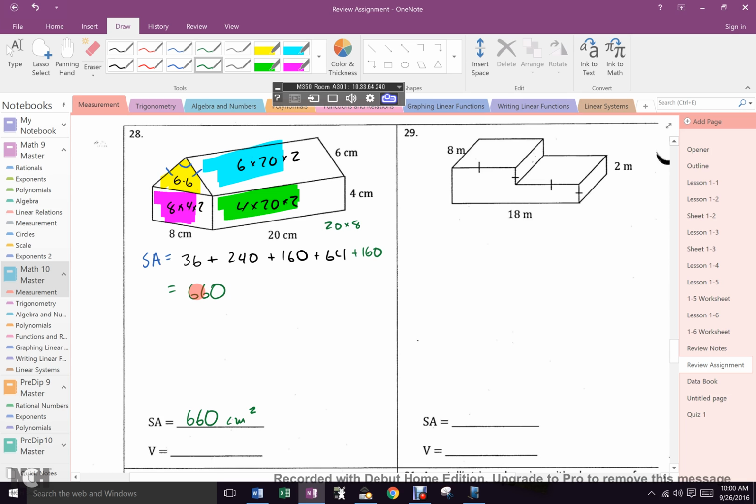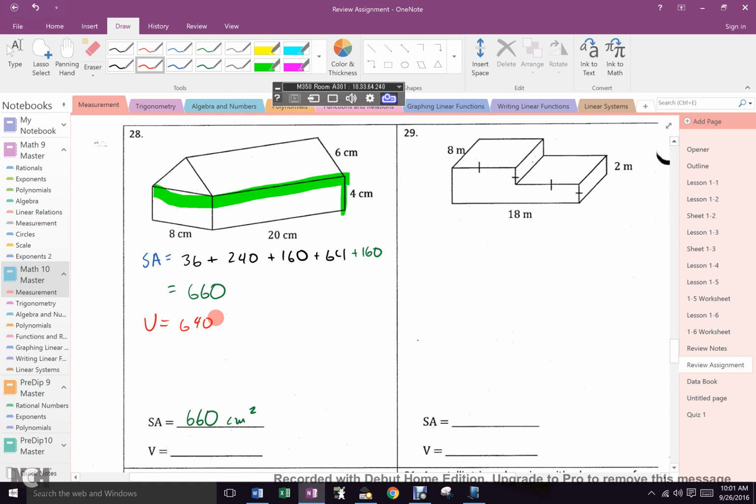Okay. Now, volume, you had a couple of options. I'm going to erase everything I've done here. Some of you will have done this. You would have found the volume of the green part, right? Which is length times width times height, correct? 8 times 4 times 20. Agreed? Which is, I'm going to do volume in red, 640, right?